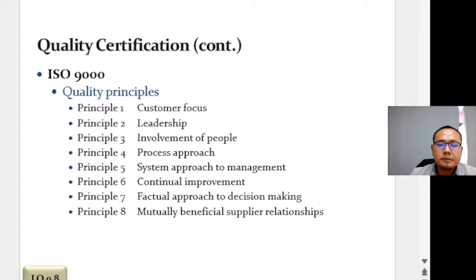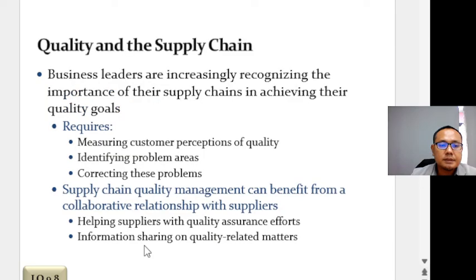You can see from the ISO 9000s, there's a quality principle. Quality principles for ISO from the ISO 9000s.